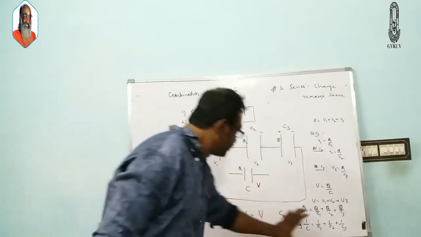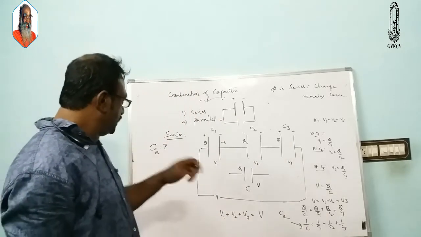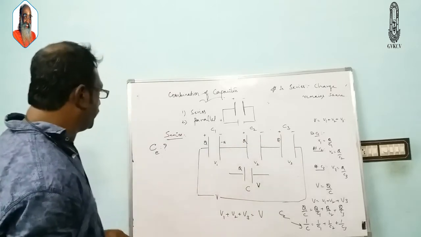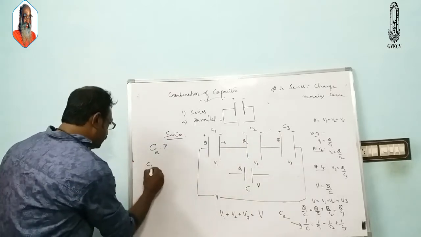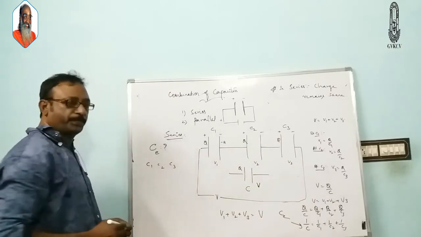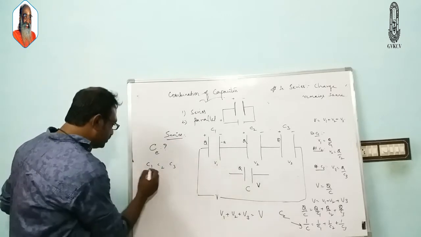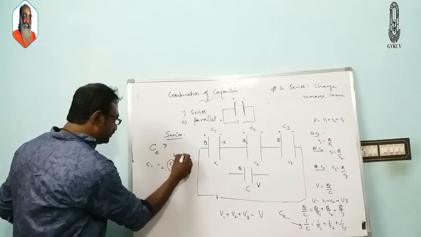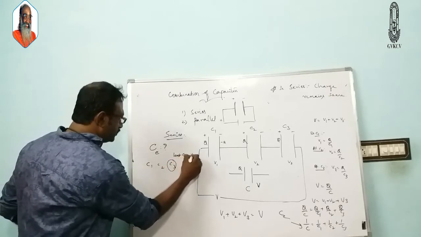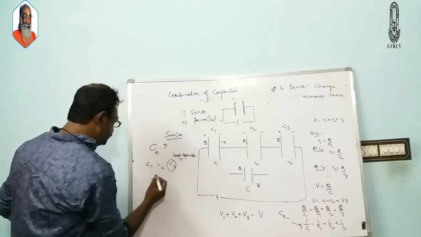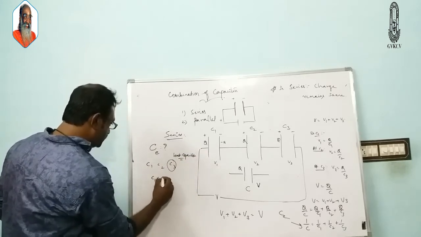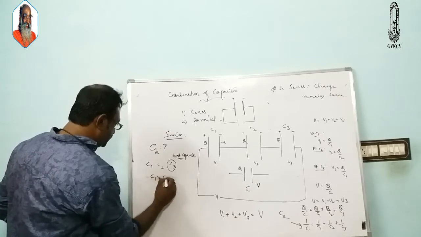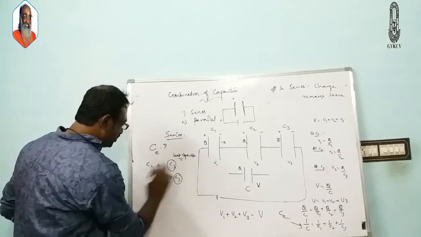So from this we can understand one thing here. Its capacitance is C1, its capacitance is C2, its capacitance is C3. Let us think that among C1, C2, C3, this is having the least capacitance. Sorry, I'll show it like this: C1 is greater than C2 is greater than C3. That means C3 is least among all these three.